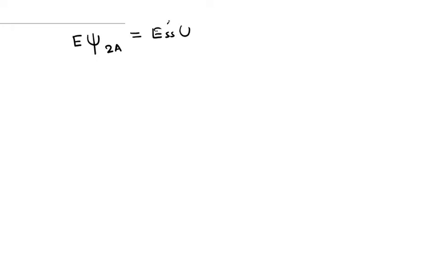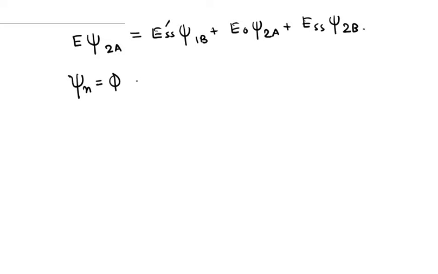ESS dash psi 1b plus E0 psi 2a plus ESS psi 2b. So now note that this equation cannot be solved by using an equation of the form psi n equals phi 0 e to the power i k dot, and not dot because this is one dimension, so i k na.